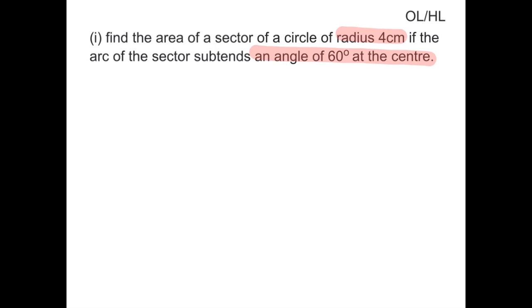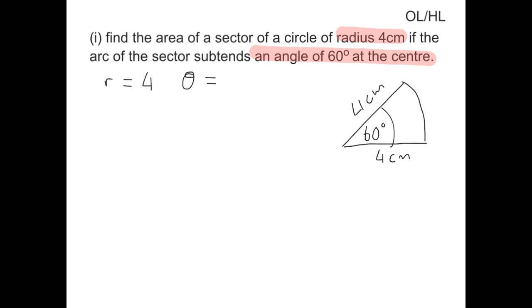So we'll have an angle of 60 degrees, an arc, and each of these sides is going to be our radius of 4 centimeters, and our angle of 60 degrees. So we have r is 4, theta for our formula is 60 degrees, and we're asked to find the area of the sector.